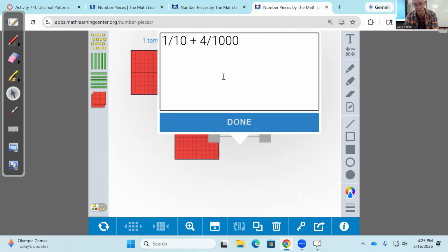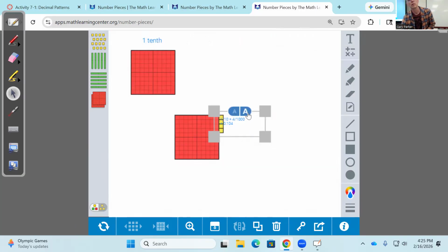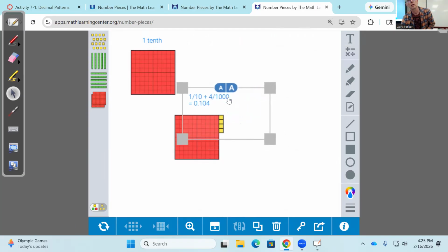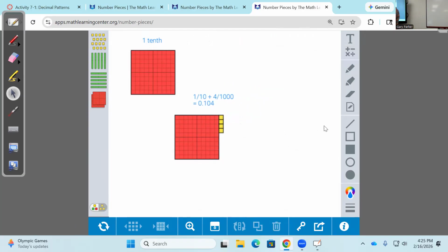Or in decimal notation, that number right there. So this top version of it is kind of an expanded version of it. And then underneath is the way we'd usually write it down. Okay, so my particular illustration is 104 thousandths.